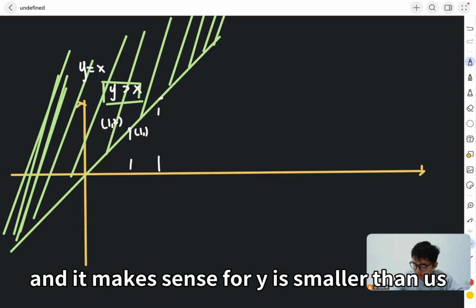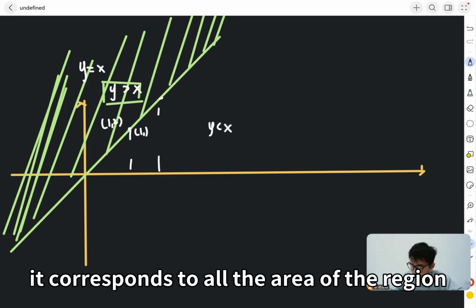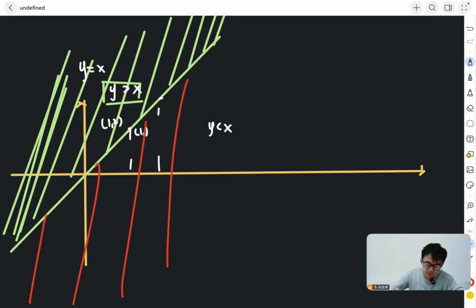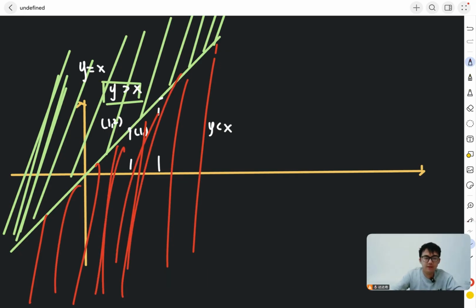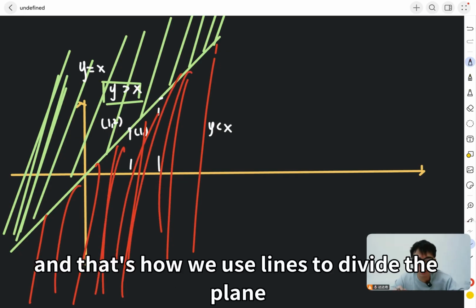And it makes sense for y is smaller than x. It corresponds to all the region below this straight line. And that's inequality. And that's how we use lines to divide the plane.